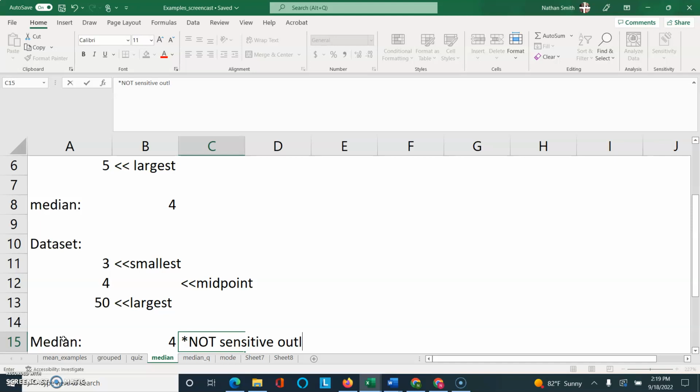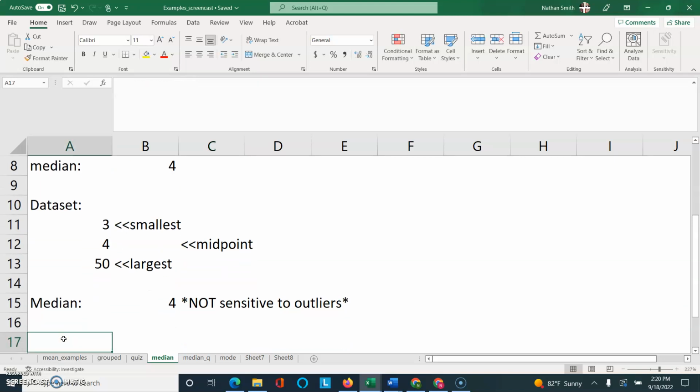That's a huge real world thing to know when it comes to which one do I actually use, the mean or the median. If I want my metric to include all the outliers, then I would go for the mean. If I do not want that to happen, I'm going to go for the median. Okay, let's take a look at a couple of other ones.